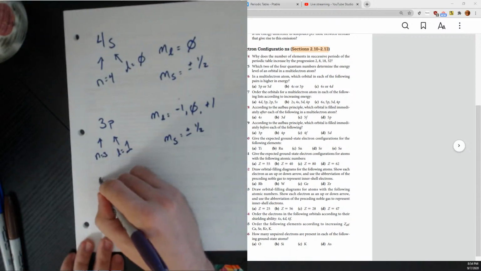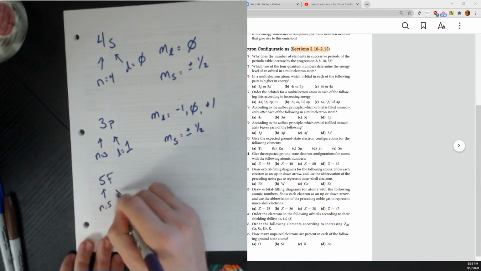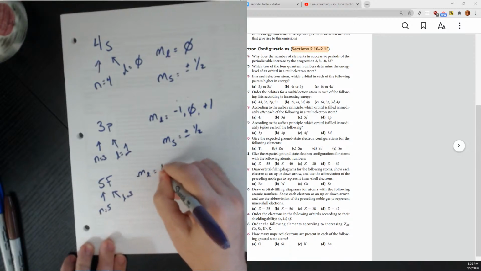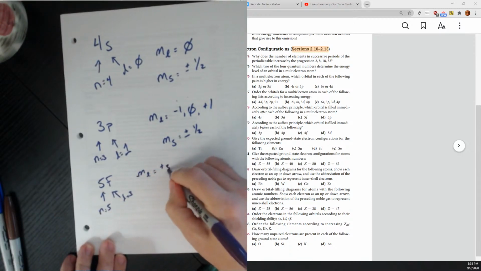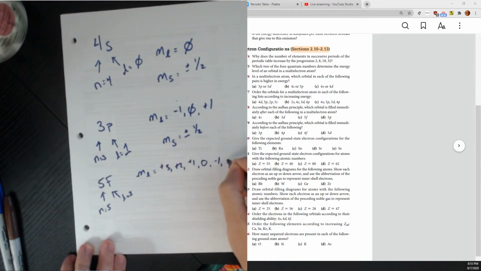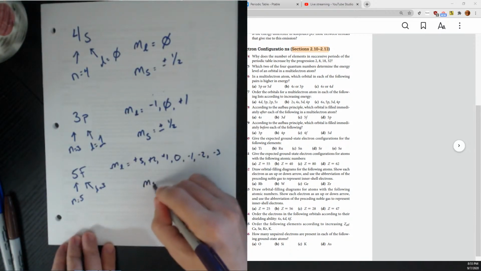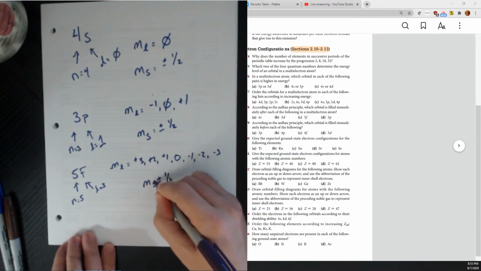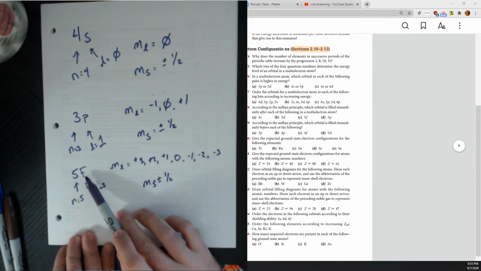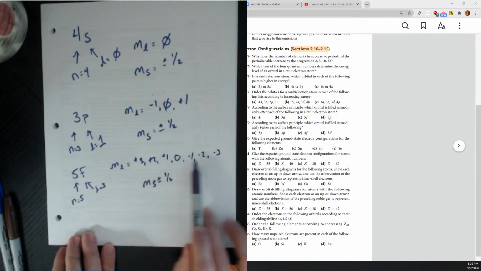5f. N equals 5, L equals 3. So m sub L is equal to, well, positive 3, positive 2, positive 1, 0, negative 1, negative 2, or negative 3. And once again, m sub S can only be plus or minus 1/2. So an F sublevel or subshell can hold 14 electrons. 2 in each of those orbitals, and there are 7 total orbitals.